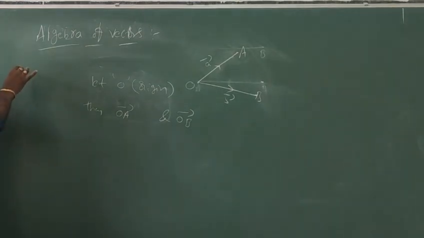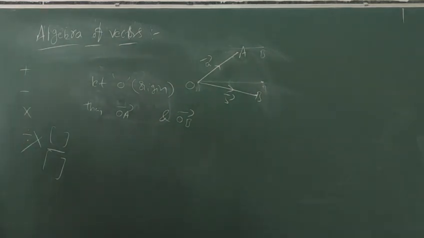Algebra. There are 4 algebraic operations: plus, minus, into, and division. In matrices also we discuss algebra of matrices, sum of the matrices, difference of the matrices, and product of the matrices. But division of the matrices is not possible.